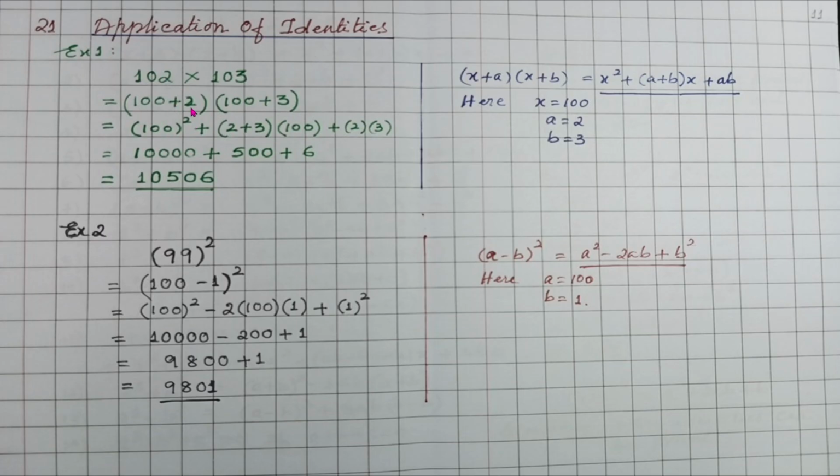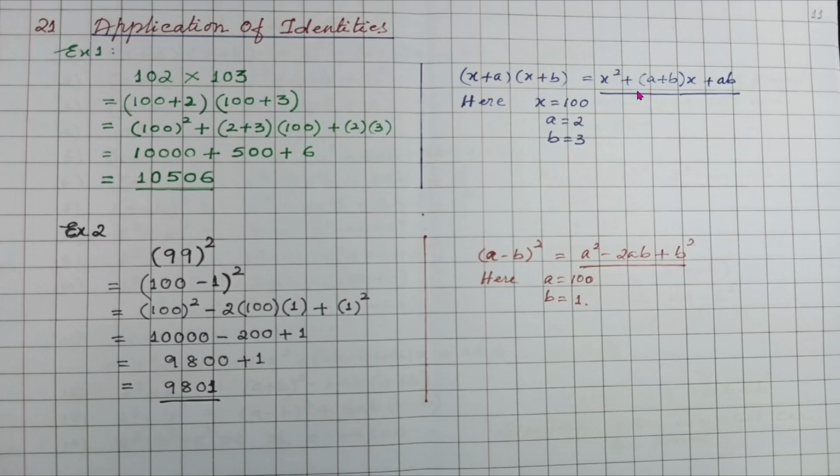Now 102 can be written as 100 plus 2. 103 can be written as 100 plus 3. Now here x is the same, 100, and a and b are different. It is (x plus a) into (x plus b). We know that (x plus a) into (x plus b) is x square plus (a plus b) into x plus ab. That means here x is 100, a is 2 and b is 3.